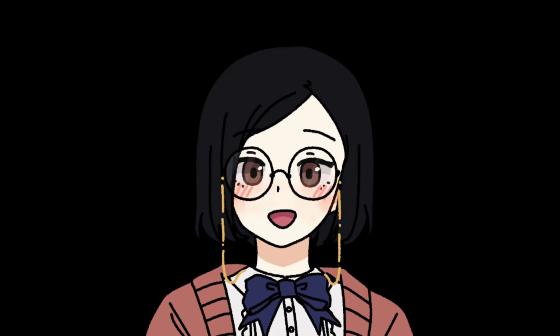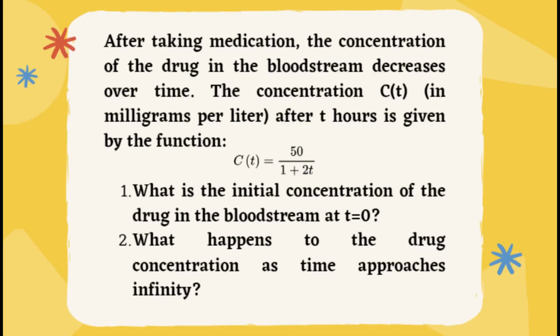Now let's move on to another scenario, this time involving medication in the bloodstream. After taking medication, the concentration of the drug in the bloodstream decreases over time. The concentration C(t) in milligrams per liter after t hours is given by the function C(t) equals 50 over 1 plus 2t. Question 1. What is the initial concentration of the drug in the bloodstream at t equals 0? Question 2. What happens to the drug concentration as time approaches infinity?